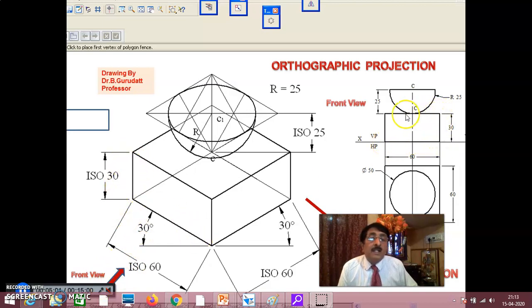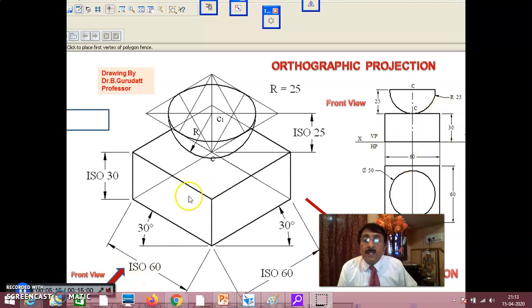Draw 60 by 30 in the front view. Immediately come to the top, and complete the top view also: 60 by 60 and 30. That means the base solid is a square prism of side 60 and height 30.